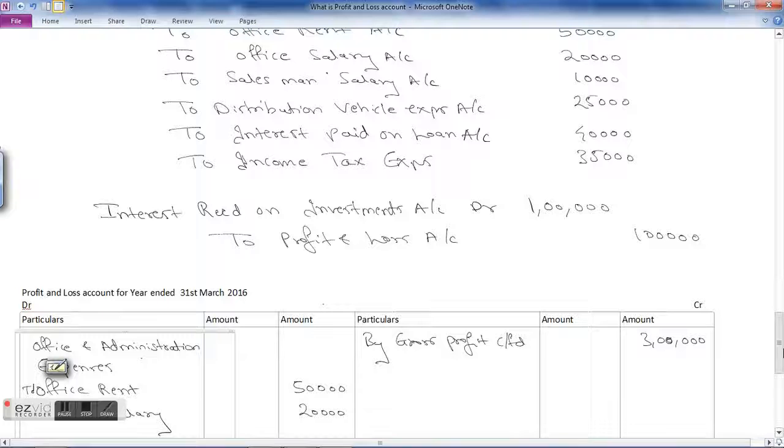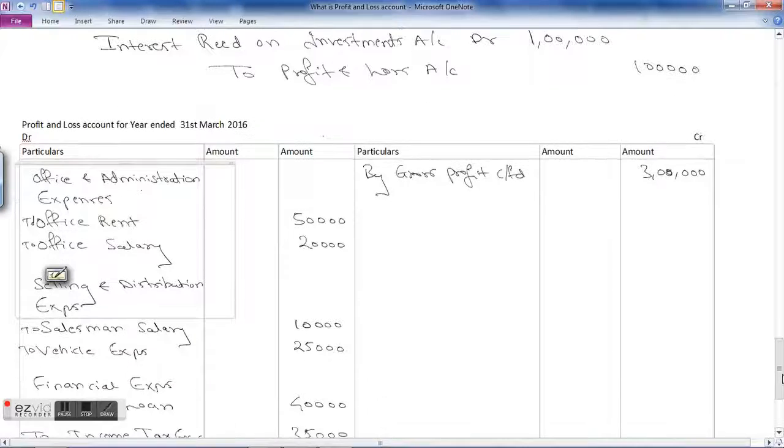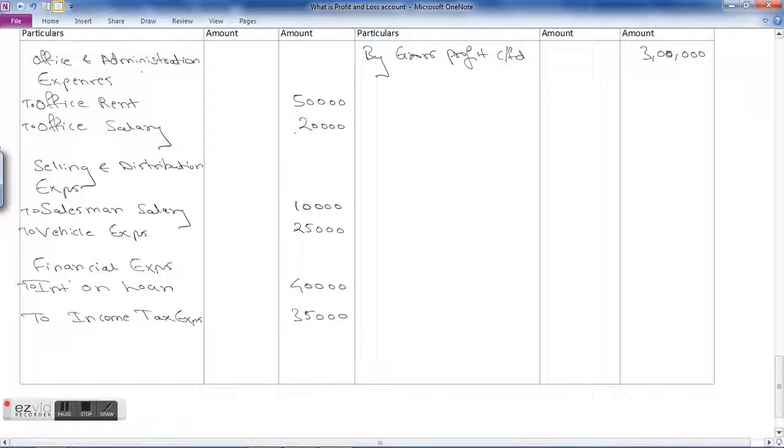Then interest received on investment is 1 lakh, on the credit side. So we'll post this entry on the credit side. By interest received on investments, 1 lakh.